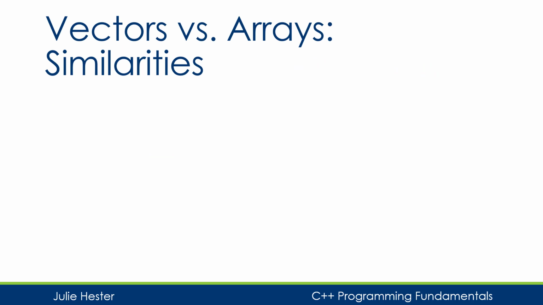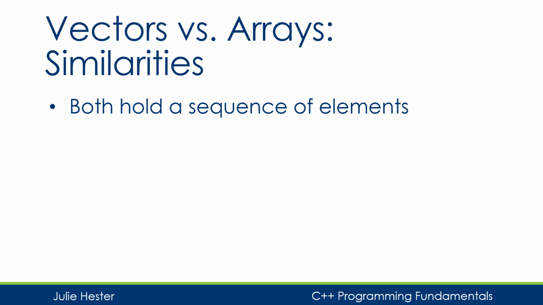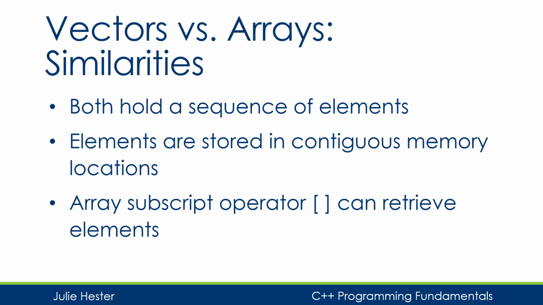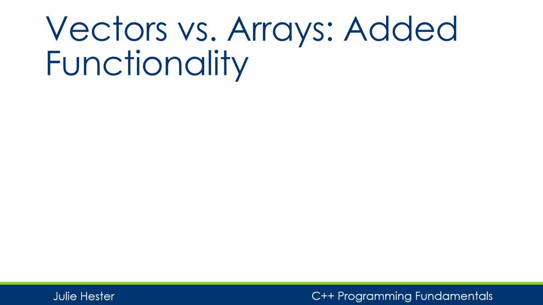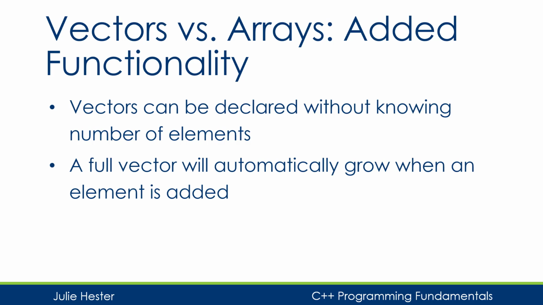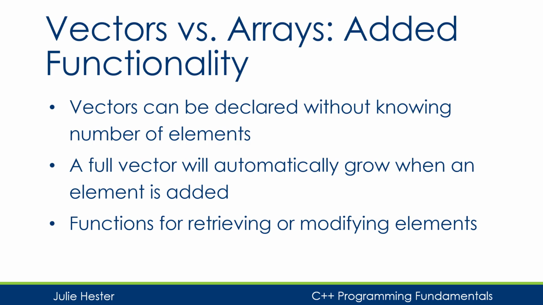So how are vectors and arrays alike? They both hold a sequence of elements. The elements are stored in contiguous memory locations. And we can use the array subscript operator, the square brackets, to retrieve elements. But vectors have added functionality because we can declare them without knowing the number of elements that we need. If our vector is full, it will automatically grow when an element is added. And we have functions for retrieving or modifying elements, as well as error processing.